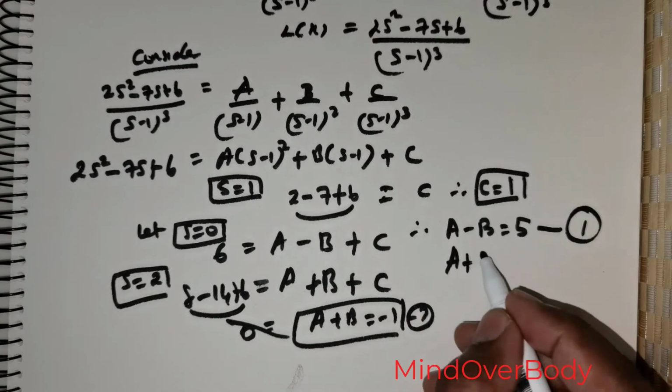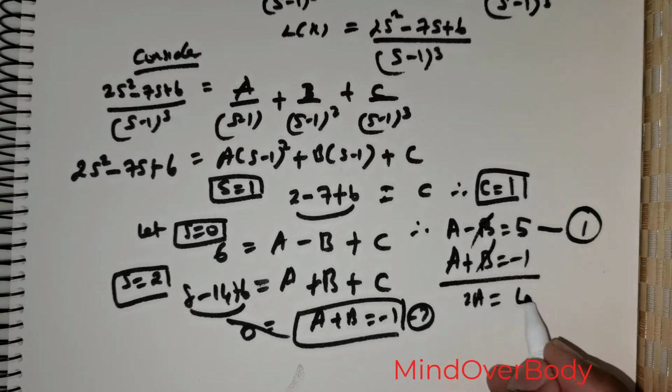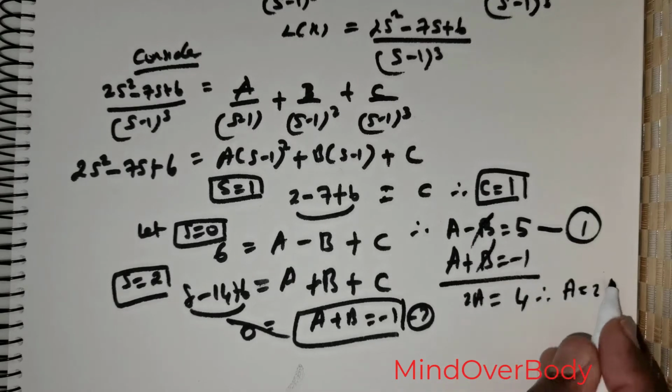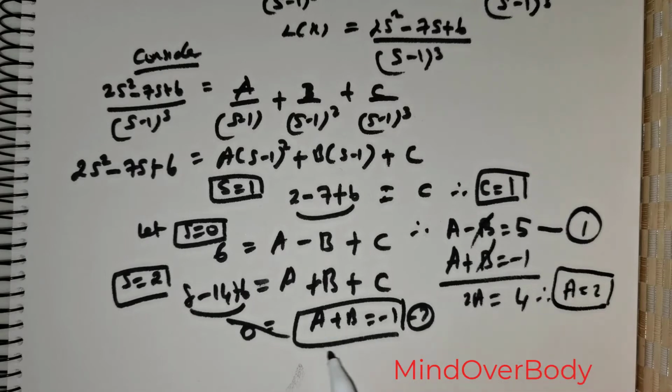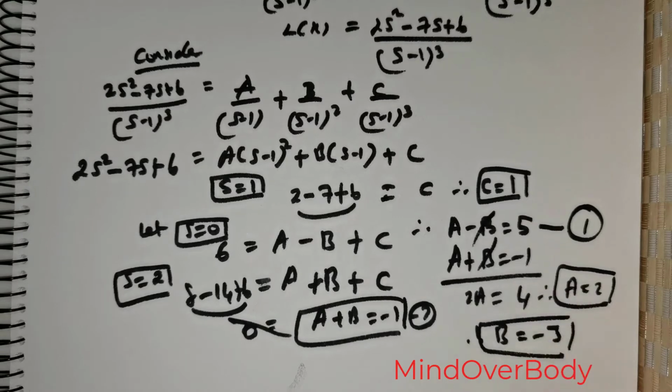A positive b is equal to negative 1, so my b gets cancelled, so 2a is equal to 4, therefore my a is equal to 2. I substitute a is equal to 2, therefore my b is going to be negative 3. So I got the values of c, a and b.